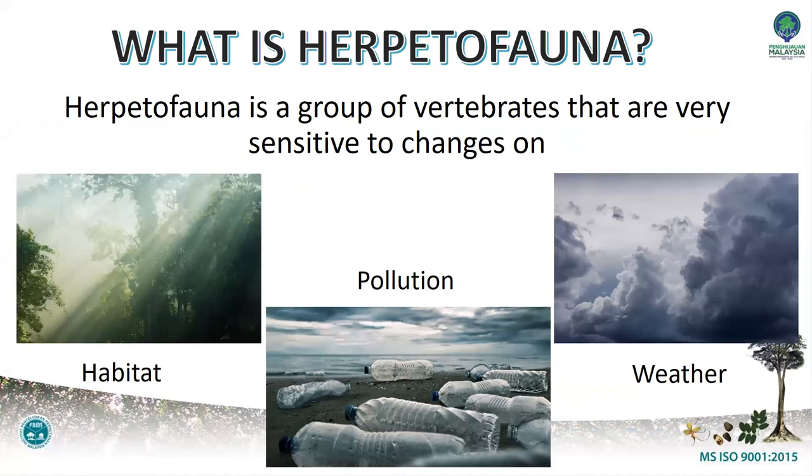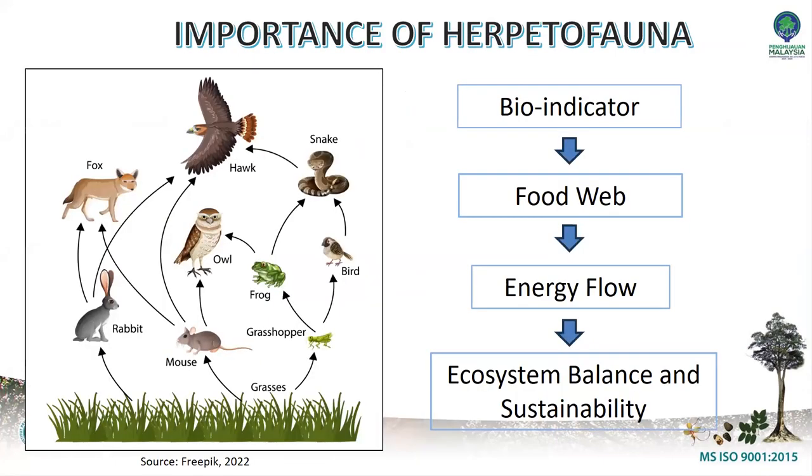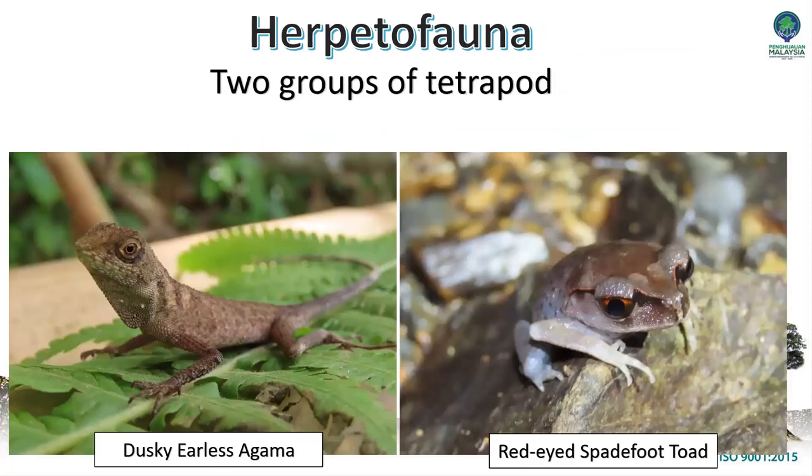Okay, apa itu herpetofauna? Herpetofauna ni ialah satu grup vertebrata that are sensitive kepada changes dalam habitat, pollution dan juga weather. Herpetofauna ni act sebagai bioindicator yang boleh digunakan untuk mengukur kualiti dan juga kesihatan sesebuah ekosistem. Selain itu, herpetofauna juga penting bagi rangkaian makanan ataupun food web, energy flow dan juga menyumbang kepada ekosistem balance dan juga sustainability. Herpetofauna ni merujuk kepada dua group of tetrapods yang dapat dikenal pasti sebagai reptilia dan juga amphibian. Jadi term herpetofauna ni sendiri ialah combination yang digunakan untuk merefer kepada reptilia dan juga amphibian.